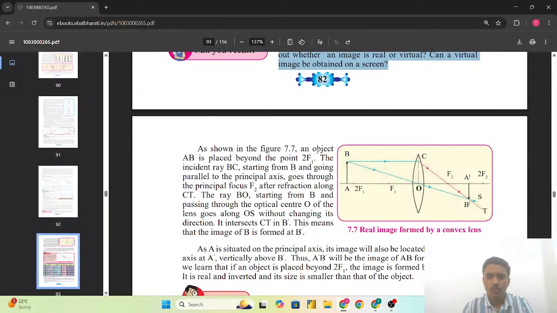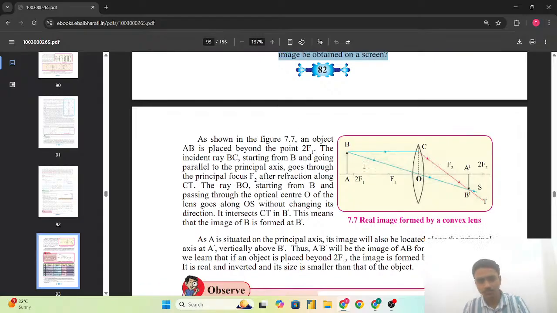As shown in the figure 7.7, an object AB is placed beyond the point 2F1. The incident ray BC, starting from the B and going parallel to the principal axis, goes through the principal focus F2 after refraction along the CT. The ray BO started from the B and passing through the optical center O of the lens goes along the OS without changing its direction. It intersects CT in the B dash. This means that the image of the B is formed at the B dash.